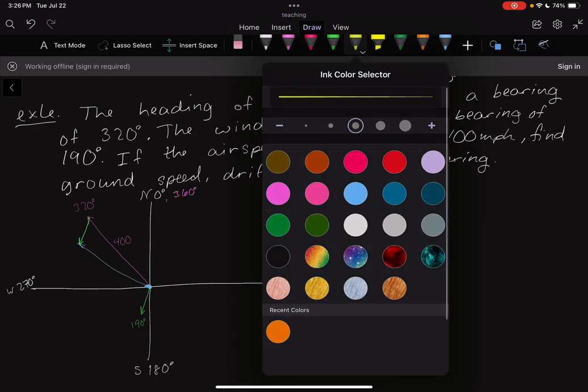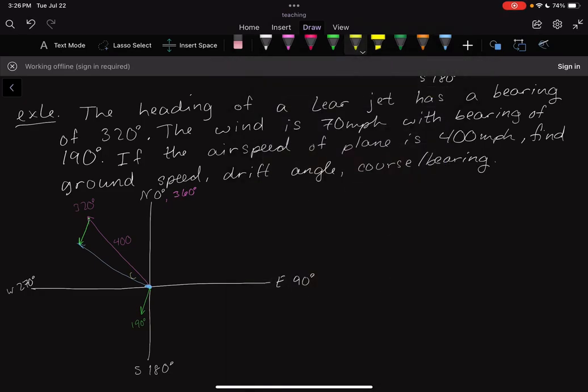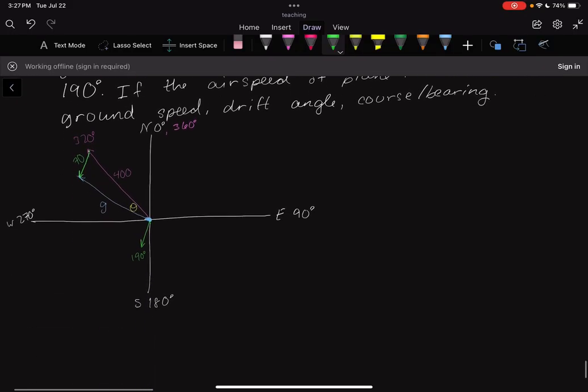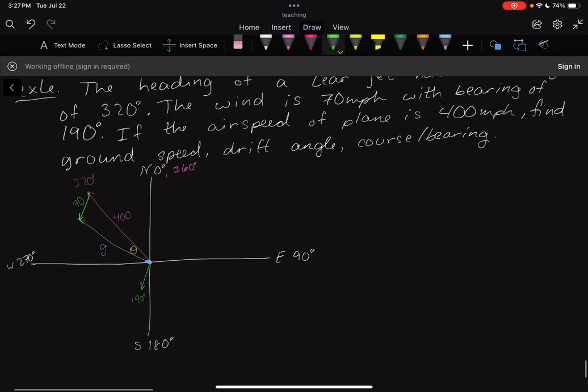All right, my drift angle is still in the middle right here, always across from the wind. And I didn't put the wind speed. Let me put that on there, 70. And so this is G. All right, so pretty much what happens here is that we've got a parallelogram. Very similar actually to what I showed you on the left up there. It's going to be a similar process.